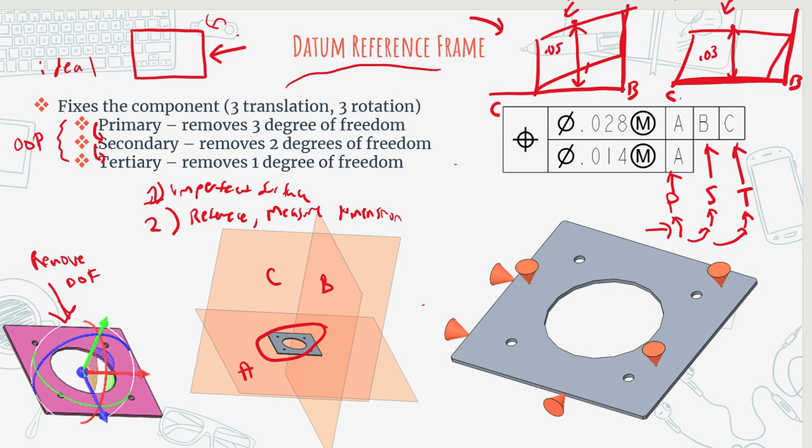So because in this case, I'm saying that I want B to be my secondary and want C to be my tertiary, this is not correct. This is doing it in the wrong order. And this is the correct way of doing it based on how I defined my datum reference frame here.